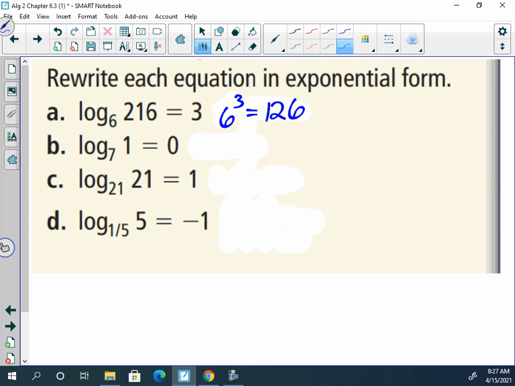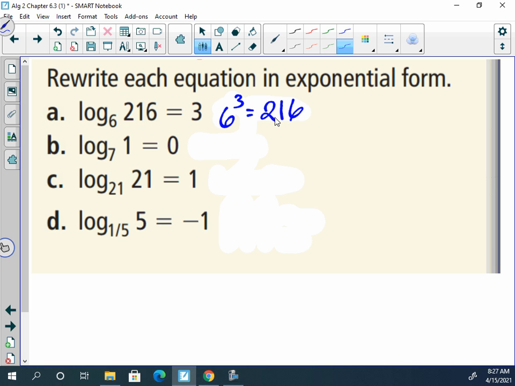216. And I think y'all are starting to see the pattern. 216, yes. Thank you. I need to finish writing before I start thinking. So I think y'all are starting to see the pattern, yes? We take the base and put it to what it's equal to, and put the number inside the logarithm outside.